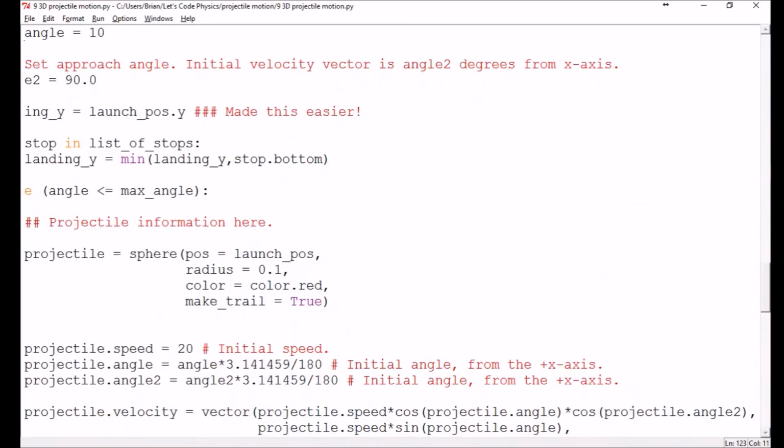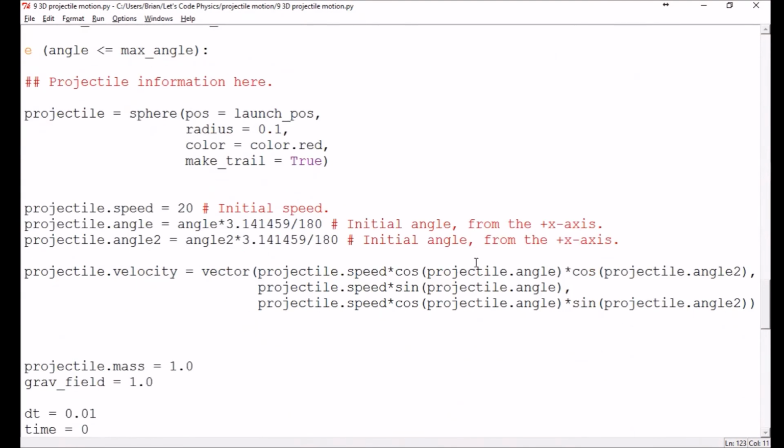So that's pretty cool. What we get for the equations down here is that we basically multiply those trig functions together. That way our X is maximized if both the angles are zero. Our Z is maximized if the first angle is zero and the second angle is 90. And then our Y component only cares about the launch angle, the angle that we make going up from the X axis toward the Y axis.